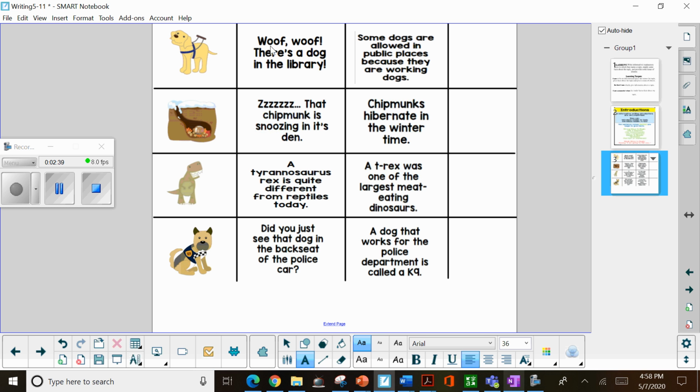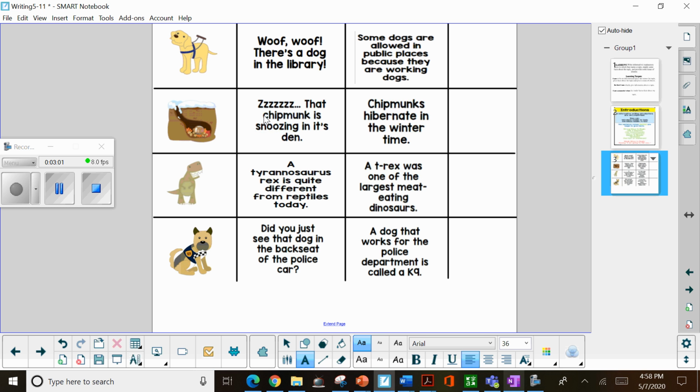So this introduction is "Woof, woof, there's a dog in the library," which tells me that they're probably going to tell us about dogs that help people see, because he's in the library helping somebody walk around. And then the second one was, "Some dogs are allowed in public places because they are working dogs."